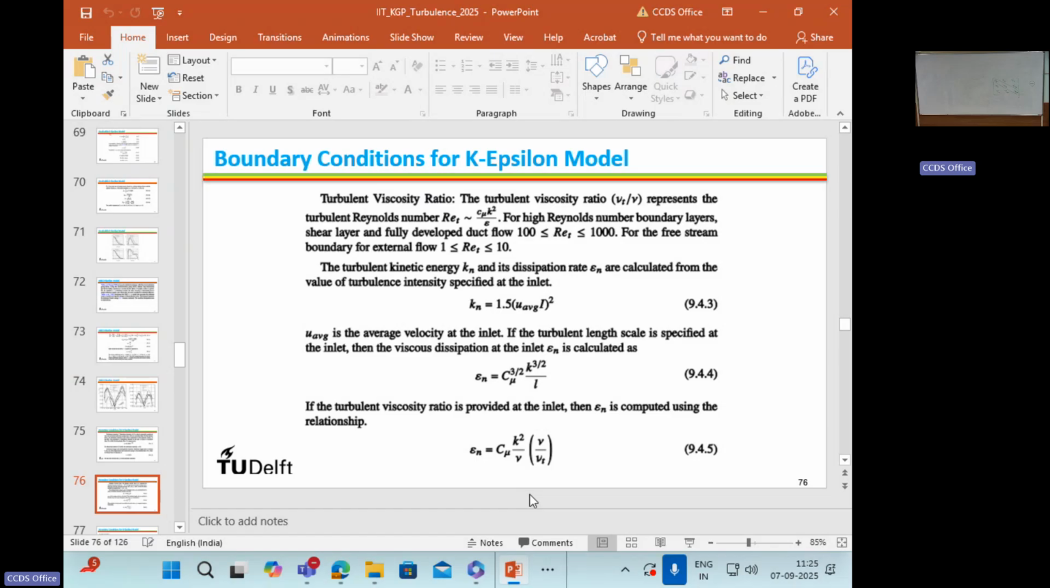Clear? So suppose there is a pipe flow, right? So you have a pipe or you have a geometry where flow is coming, right? Based upon the velocity and diameter, you can calculate the Reynolds number at the inlet. From the Reynolds number, calculate the intensity, right? Once intensity is known, you can use the intensity and average velocity to calculate K and epsilon. So for the inlet boundary, you can calculate K and epsilon boundary condition, right? Good.